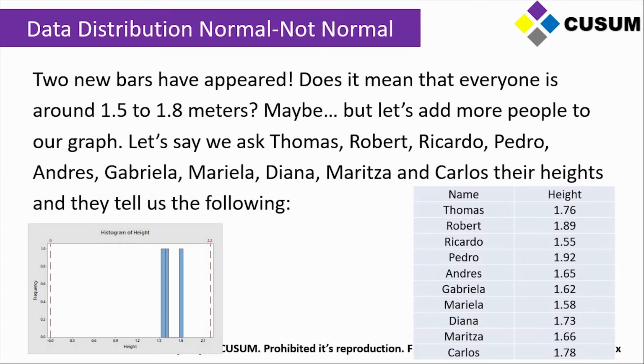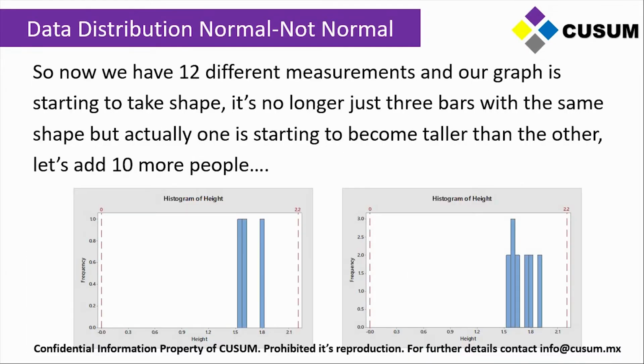But let's say I go around and I ask more people. I ask Thomas, Robert, Ricardo, Pedro, Andres, Gabriela, Mariela, Diana, Maritza, Carlos. I ask them all their heights, and I take all that data and add it to our histogram graph. So all of a sudden, I start to see that the data starts to have a certain aspect. As you can see, it's around 1.55, which is around right here. There's starting to be a bigger graph, and all the people are around this size.